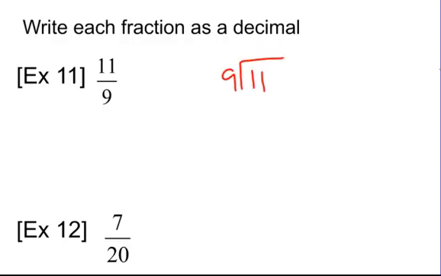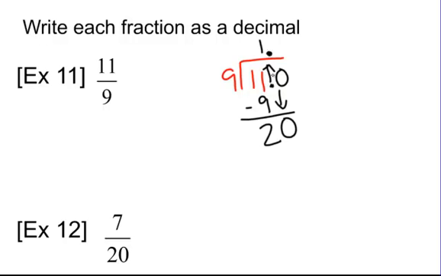9 goes into 11 once. So 1 times 9 is 9. We subtract. 11 minus 9 is 2. 9 doesn't go into 2. So here's where we put 0.0. We could do that all day. Put a 0 down here. Make that 20. And whenever we put the decimal down here, we put it directly above up here.